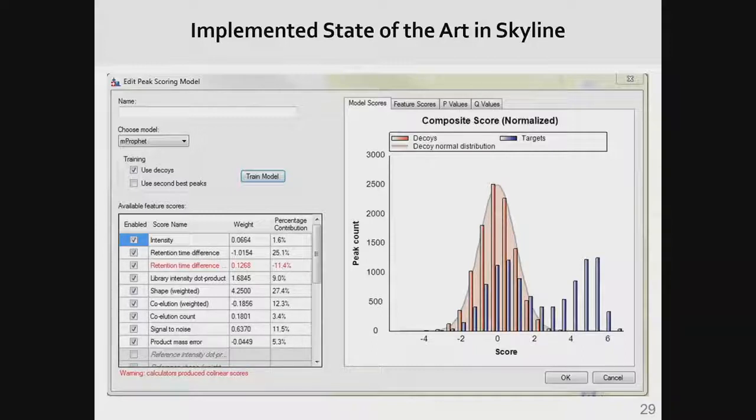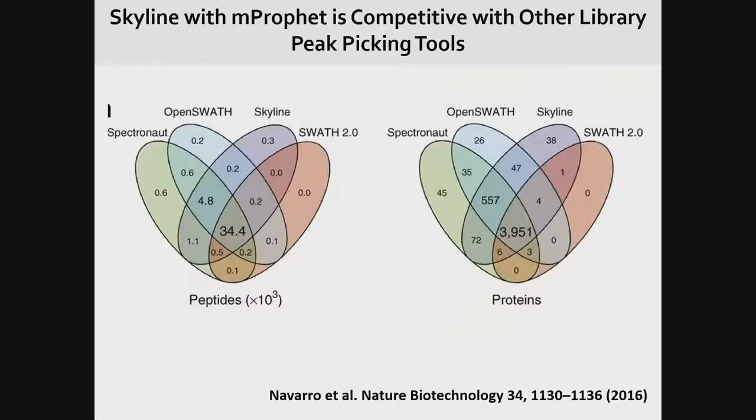You can make use of different score features, you can retrain them, you can weigh them, and you can see how the score distribution from the decoy empirical null fits the actual real data. You can also then look at the p-values and statistics surrounding q-values.